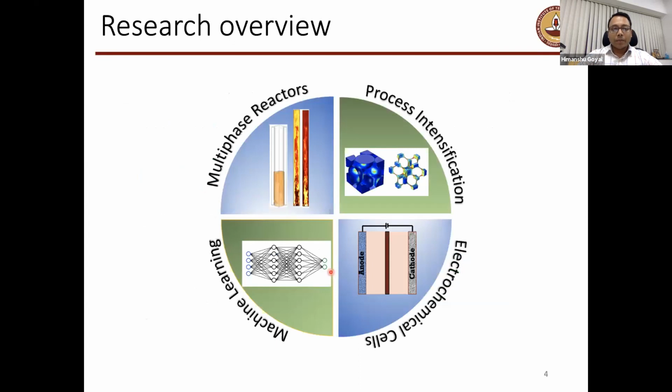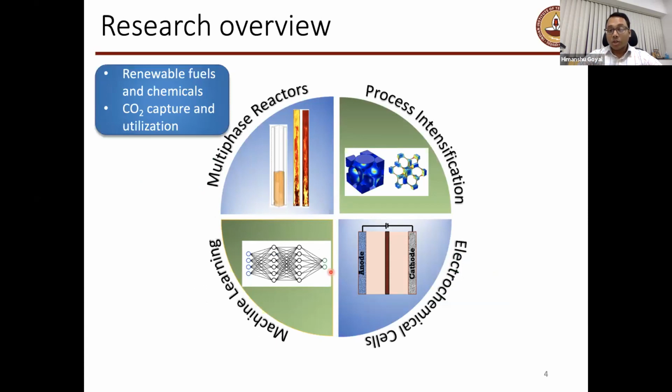For working on these major applications, I can divide the work going on in my group into four major areas. The first one is modeling and simulation of multiphase reactors, which means we mainly have gas and solid phases involved. These multiphase reactors we study for producing renewable fuels and chemicals, as well as carbon dioxide capture and utilization.